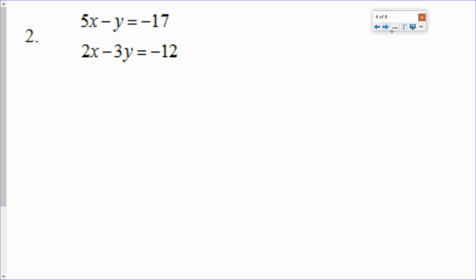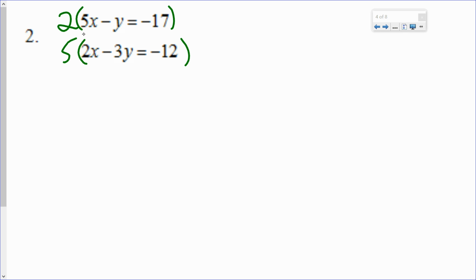Number 2, I need to choose a variable to cancel. Again, it doesn't matter which one. I'll choose the x's this time. So I'm going to multiply each equation by the other's coefficient. Since there's a 5 on top, I'm going to put a 5 on bottom. Since there's a 2 on bottom, I'm going to put the 2 on top.